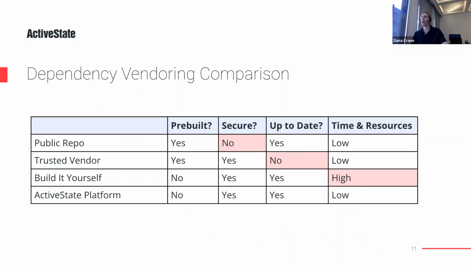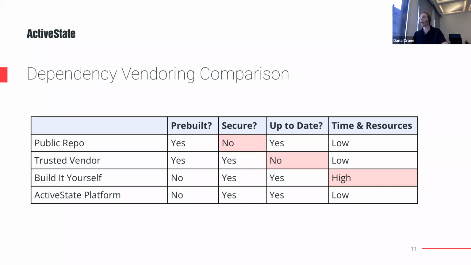So, just as a summary comparison here, if you're pulling directly from the public repository, yes, it's pre-built for you, so it avoids a lot of the time and resources to build it, but there's no guarantees as to the security. If you're working with a trusted vendor, say like a Red Hat or an Anaconda for Python or somebody similar, then yes, it's all pre-built for you. It saves you the time and resources. You can be pretty sure that it's secure, or at least you'll get a report from them understanding what its security is like. And the only drawback here is it may not be up to date. It takes time for those vendors to build and distribute their distributions. And that can mean you're not working with the latest version of the dependency that you might need.